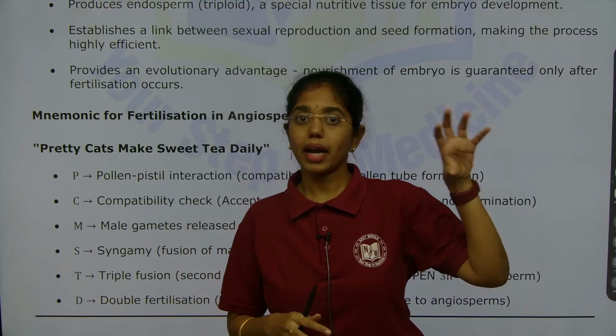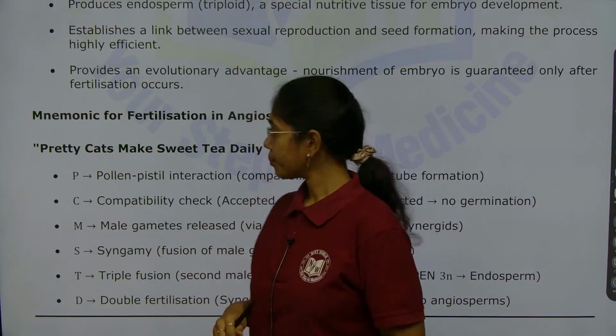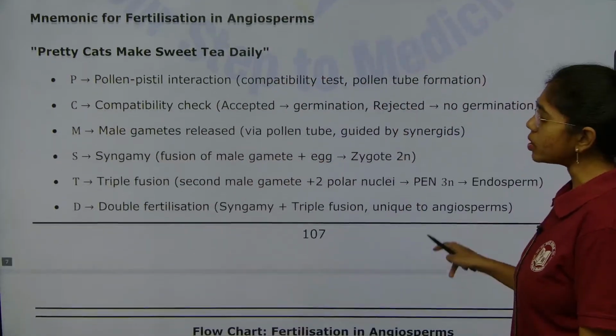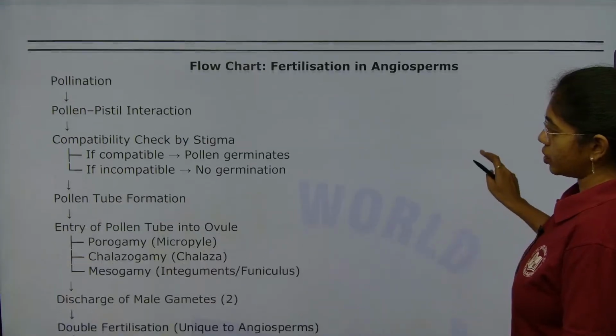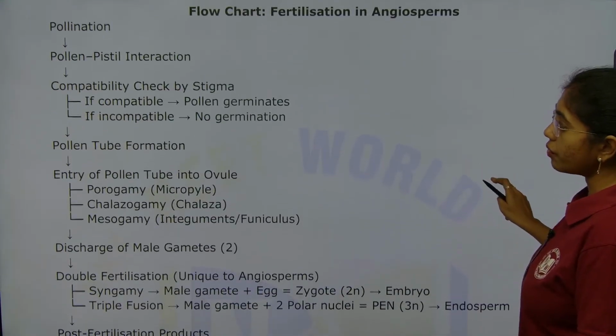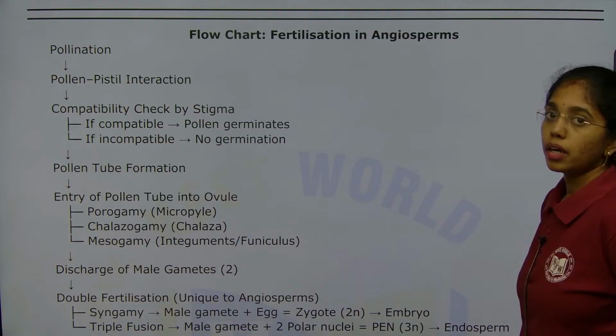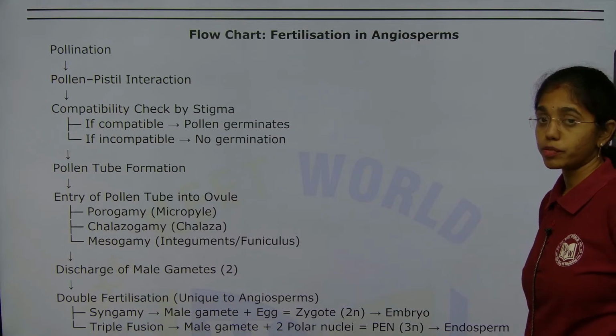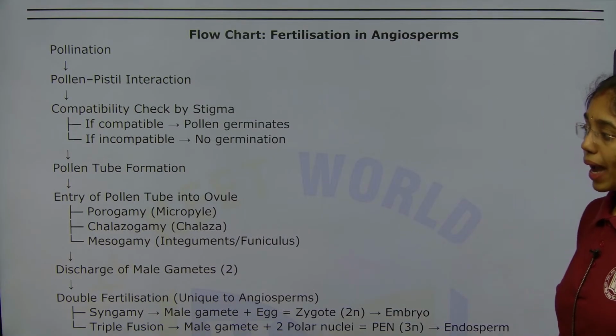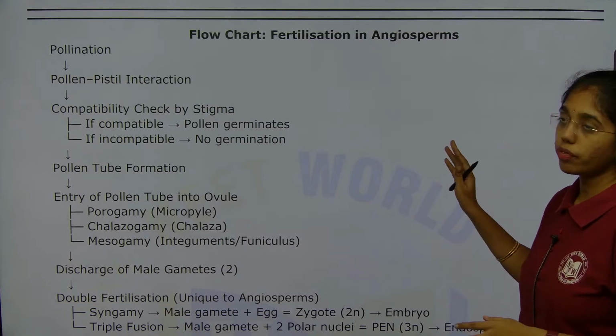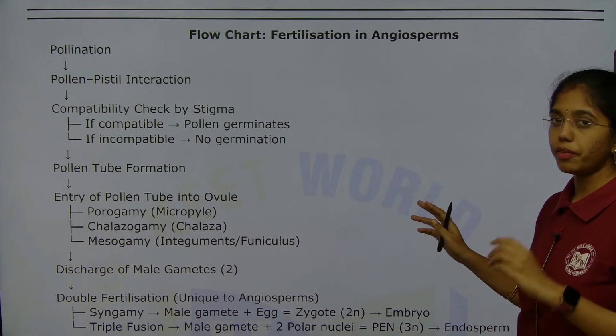By diagram and its systematic explanation. Okay, so this is about fertilization, and it will be very impressive if you produce the flow chart for fertilization in angiosperms. Produce a flow chart for each long answer as much as possible. It will be very impressive.